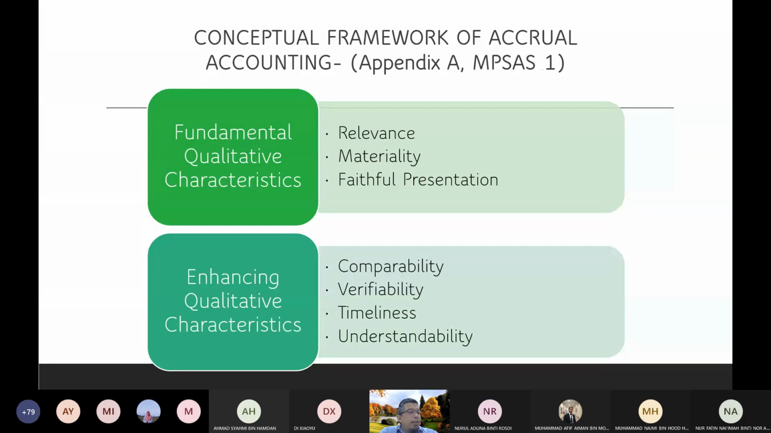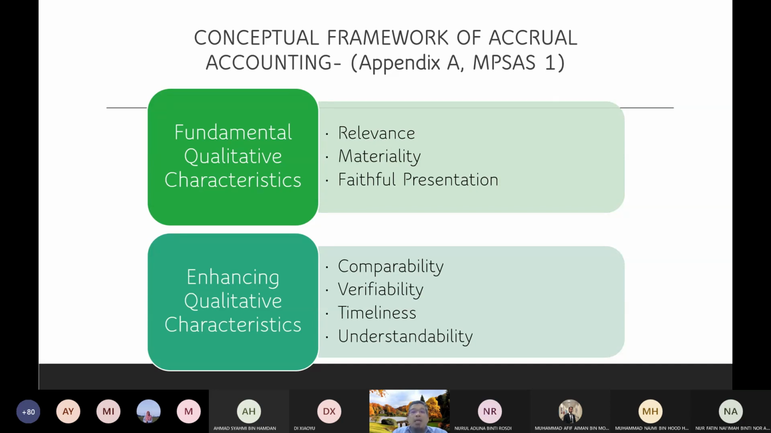I think the threshold is always useful information. So these are the characteristics to provide useful information. Generally, even if you look at accountants in practice, one of the key aims is the true and fair view presentation, or faithful presentation.